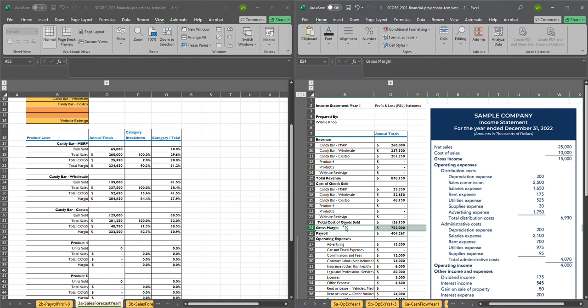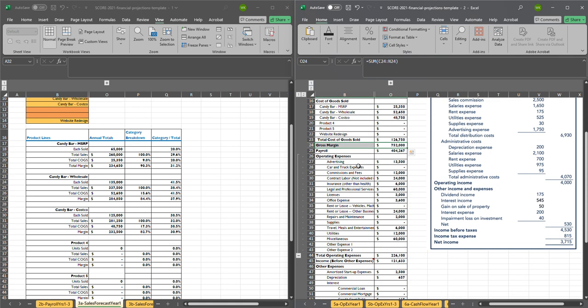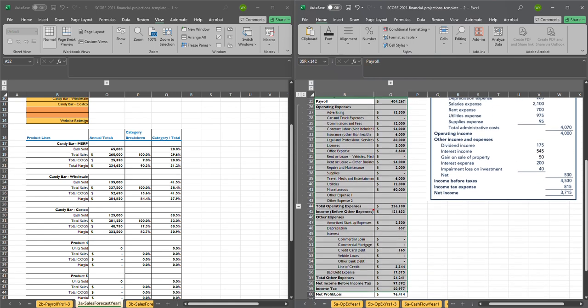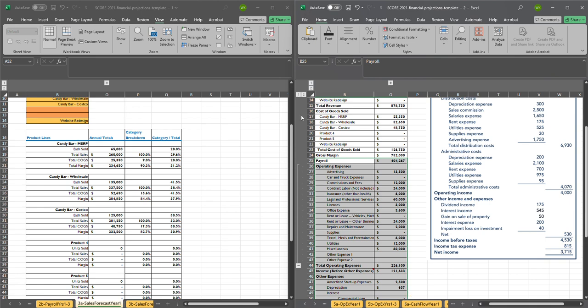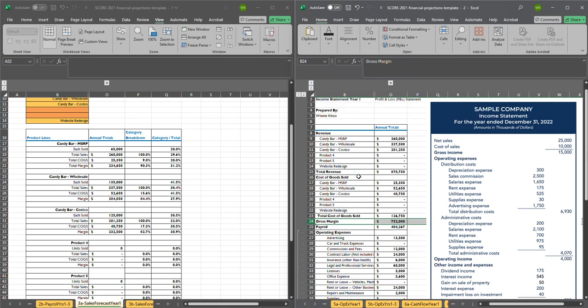And as the template says, it is margin for sustaining the business. So this number basically has to pay for everything that comes underneath. So all of this is paid for by the gross margin.